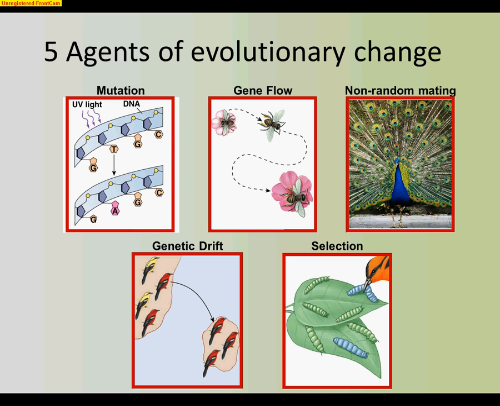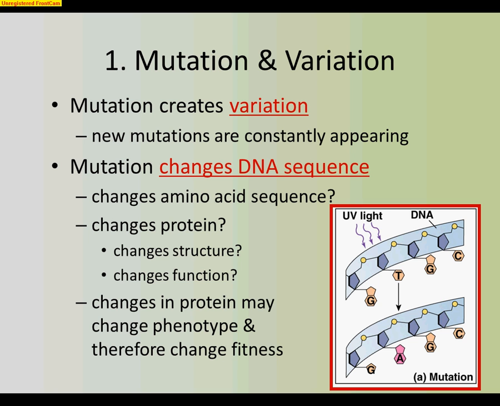So if we look at what causes populations to change, we come up with kind of 5 themes, 5 agents for evolutionary change: mutations, gene flow, non-random mating, genetic drift, and selection. So let me go into each one of these. So mutation and variation kind of goes around.